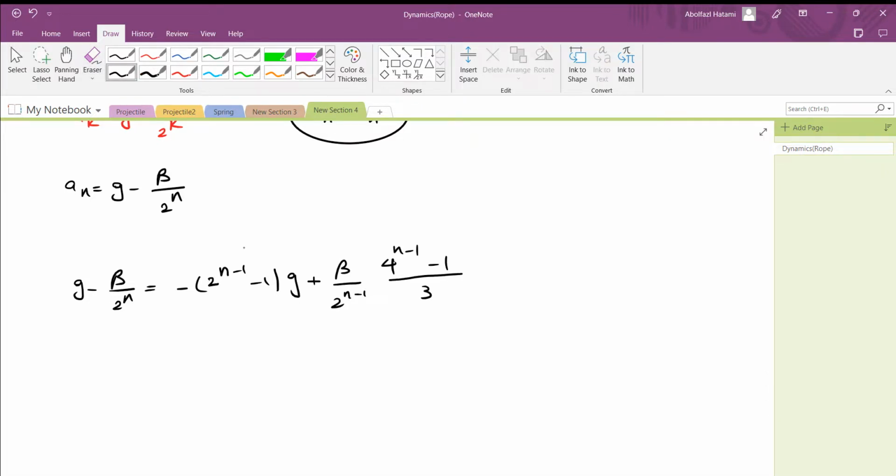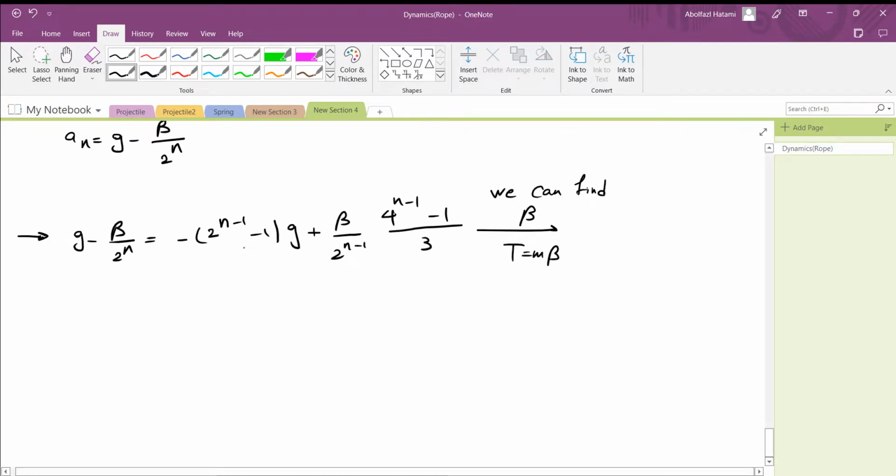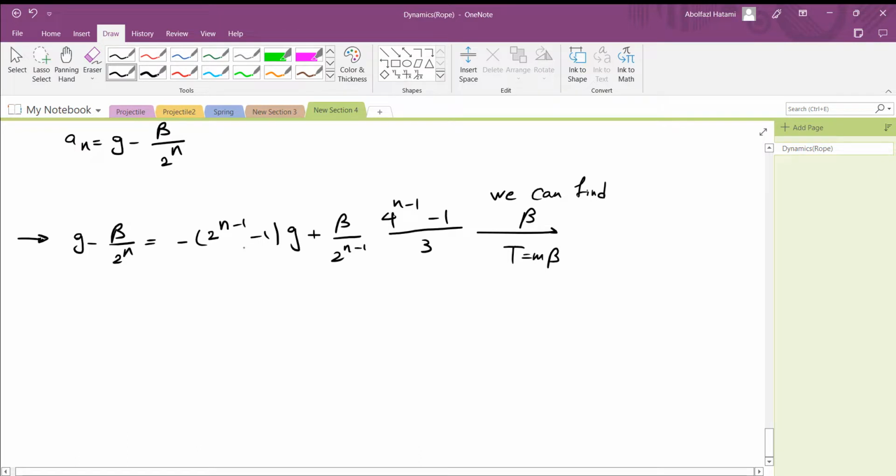From this equation we can find beta in terms of g and n, and after that we can substitute it into T equals m beta and find T in terms of g and m, and also n, the number of pulleys, or in other words the number of blocks minus 1. But let me solve this for beta.